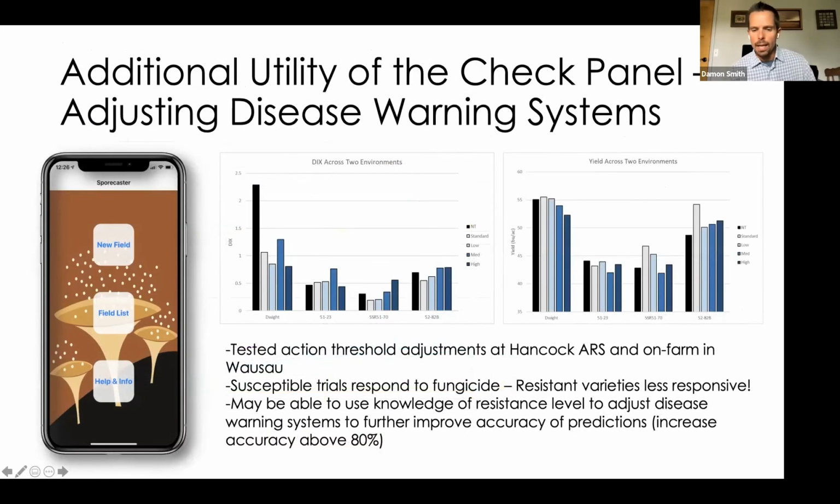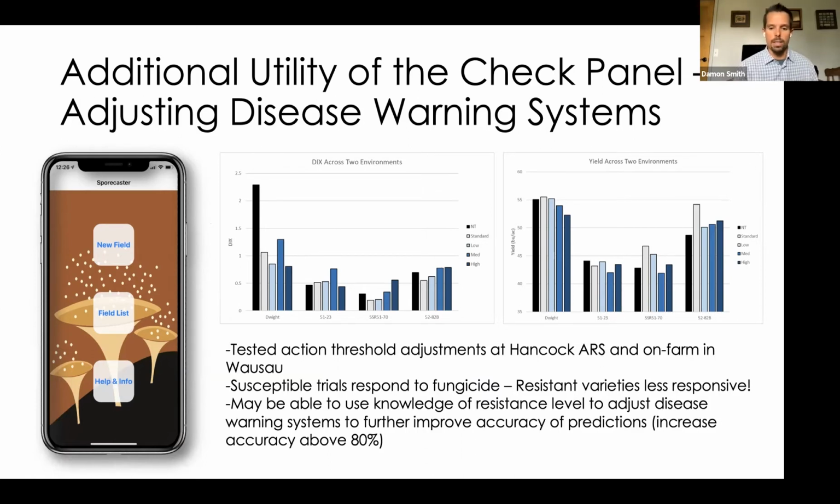What we're doing is not only utilizing that kind of information to inform farmers on some of the commercial varieties, but we're also looking at that check panel and trying to understand resistance levels and how those interplay in our forecasting system. So we're accurate about 80% of the time with Sporecaster, and we believe that we can increase that accuracy if we could actually differentially spray based on the resistance level and those various lines.